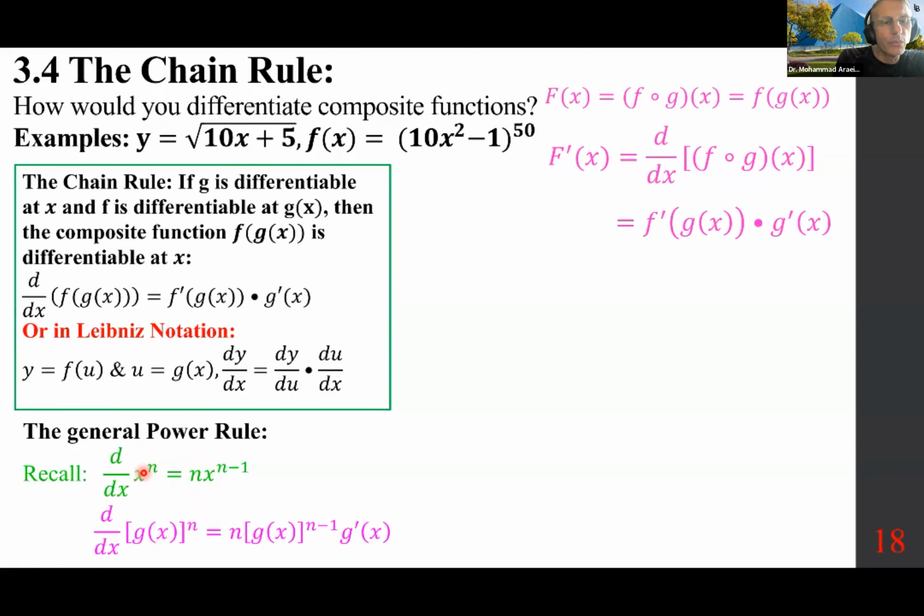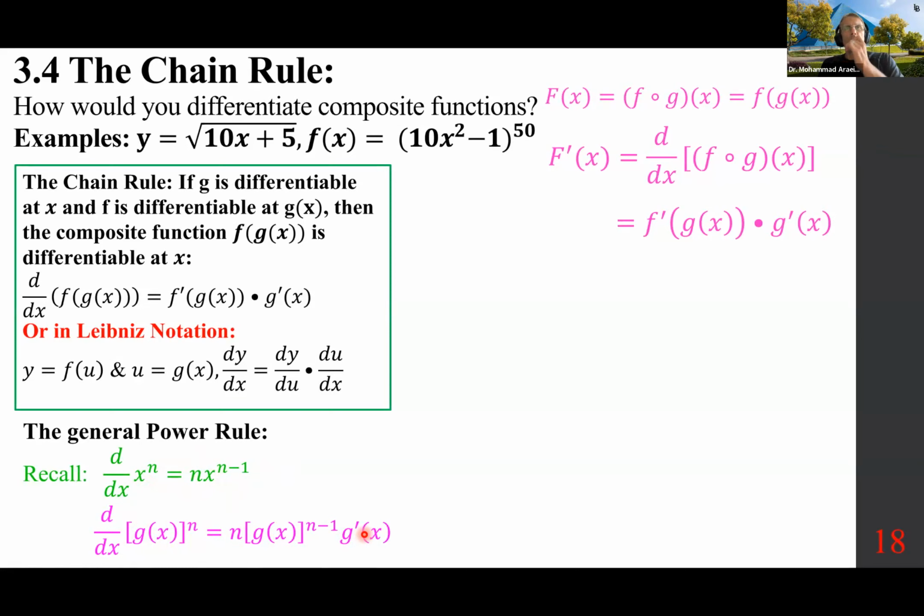Going back to this one, what is the derivative of x? 1. So you don't write times 1. But what is the derivative of g of x? g prime of x. So you must write times g prime of x. That's the key with the chain rule. If we remember that, practically we are done. Okay? That's the key with the chain rule.